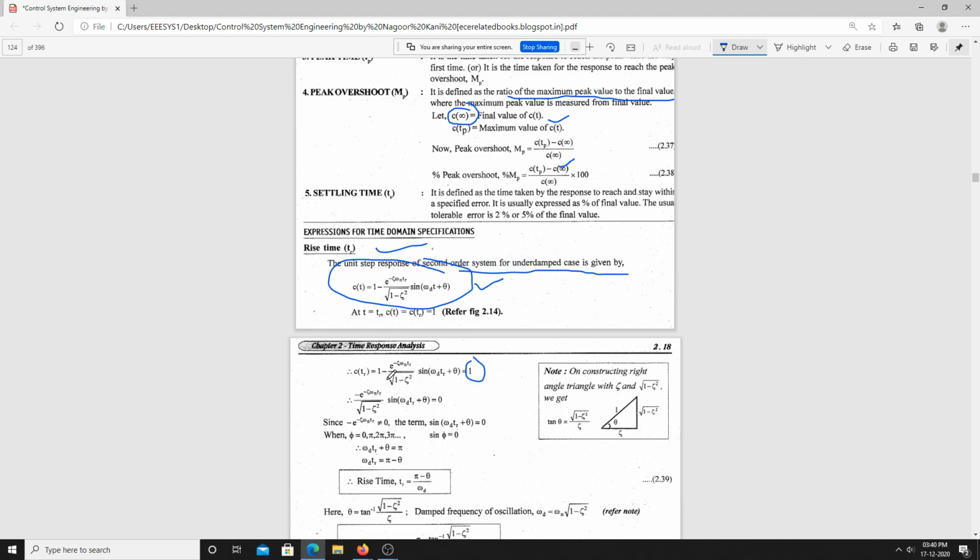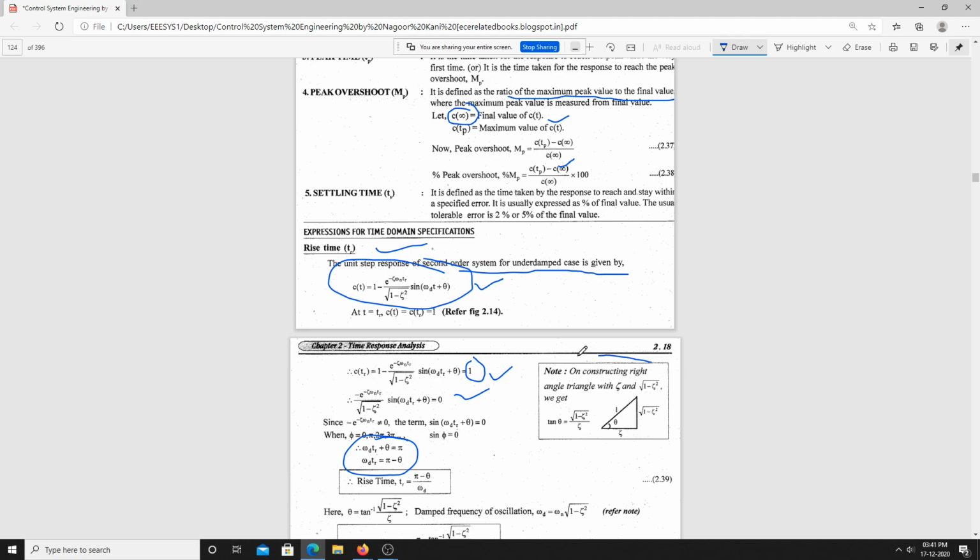Now by simplifying this, finally this is the equation we have. I am just moving 1 to this side, so it will be 0. Now since e power minus zeta omega n tr is not equal to 0, the term sine of omega d tr plus theta equals 0. So where phi is nothing but 0, pi, 2 pi, 3 pi, and so on, sine phi equals 0. From this we can find out the rise time, where the rise time is nothing but pi minus theta by omega d.